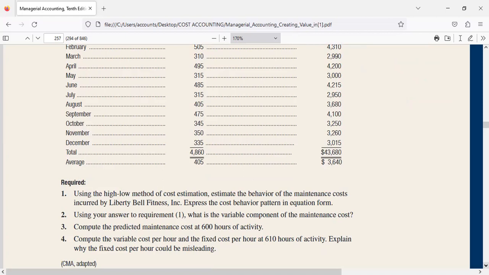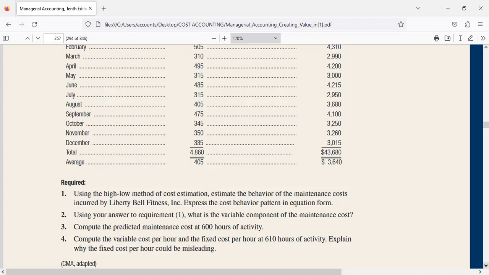Compute the predicted maintenance cost at 600 hours of activity. Compute the variable cost per hour and the fixed cost per hour at 610 hours of activity. Explain why the fixed cost per hour would be misleading.